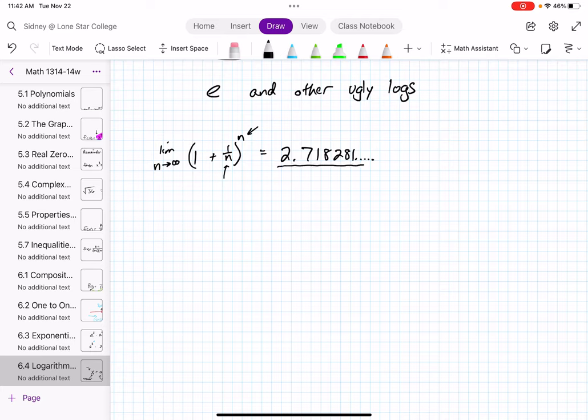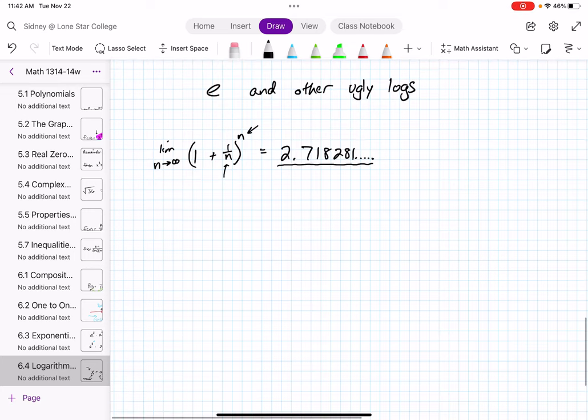Now, this is an irrational number. Think pi going on forever. It's that type of number, 2.718281 dot, dot, dot. It's a non-repeating, never-ending decimal, irrational. And it pops up in nature a lot, and it's used in calculus a whole lot. And so you're going to see it here.